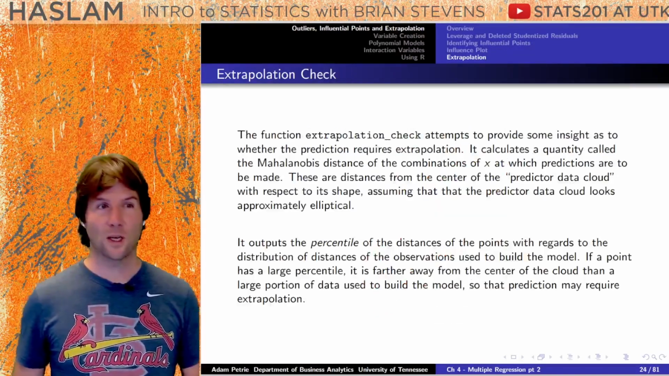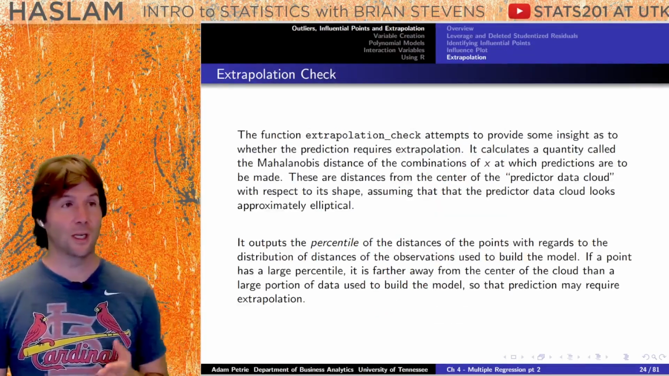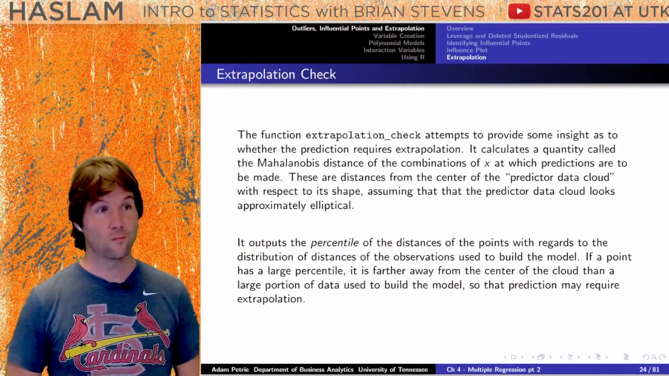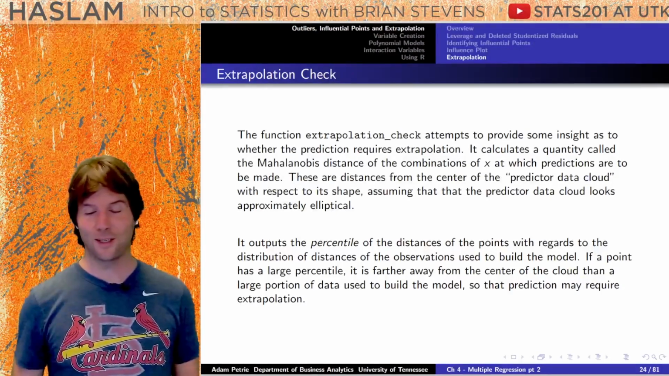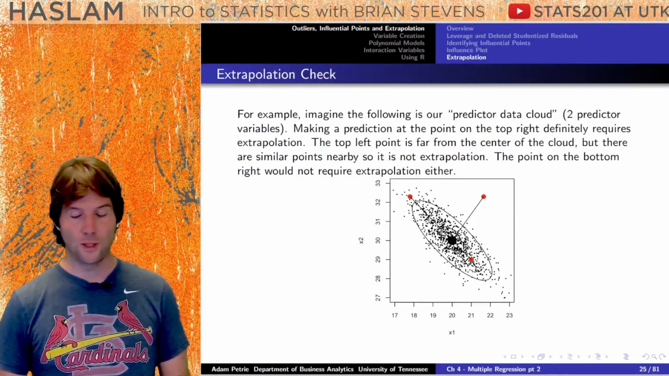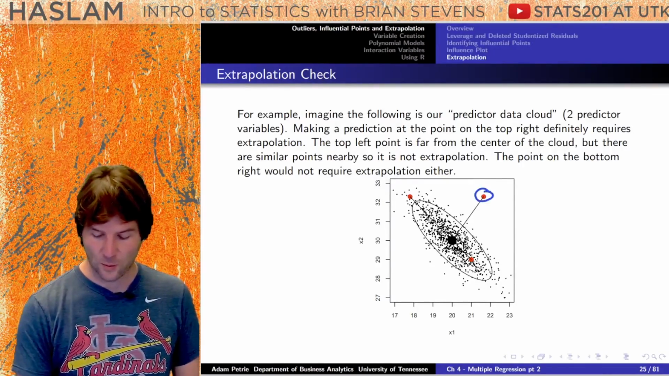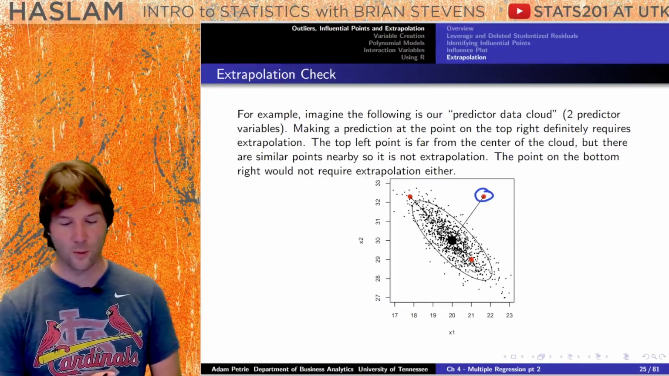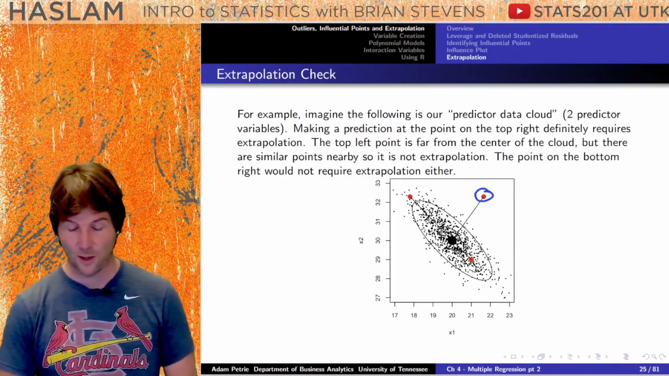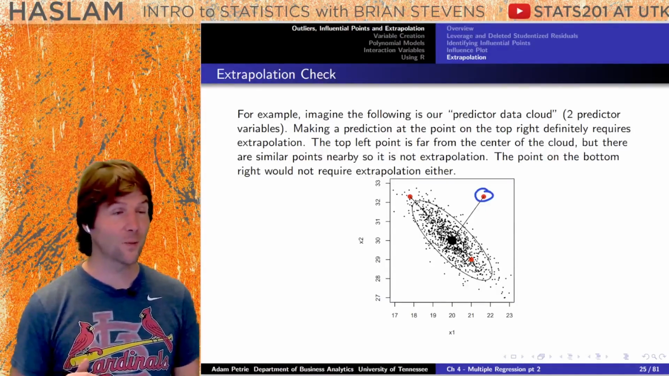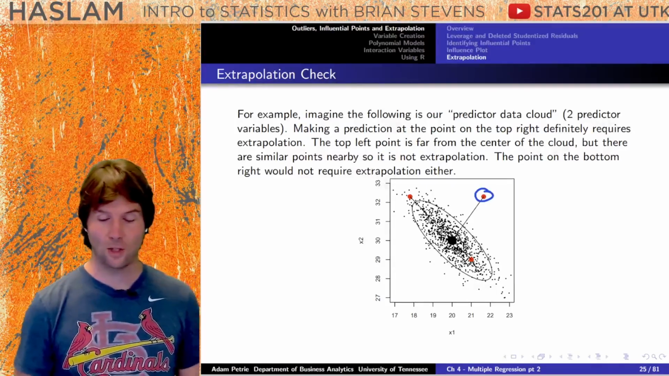We don't have to figure this out on our own. We have the function extrapolation check. What does extrapolation check do? It checks how much you're extrapolating. So what we'll need to do is put in the combination of points. We'll put in the values of this point. Maybe that is x1 at 21.5 and x2 at 32.5. And what we would find out is that point right there requires the most extrapolation.